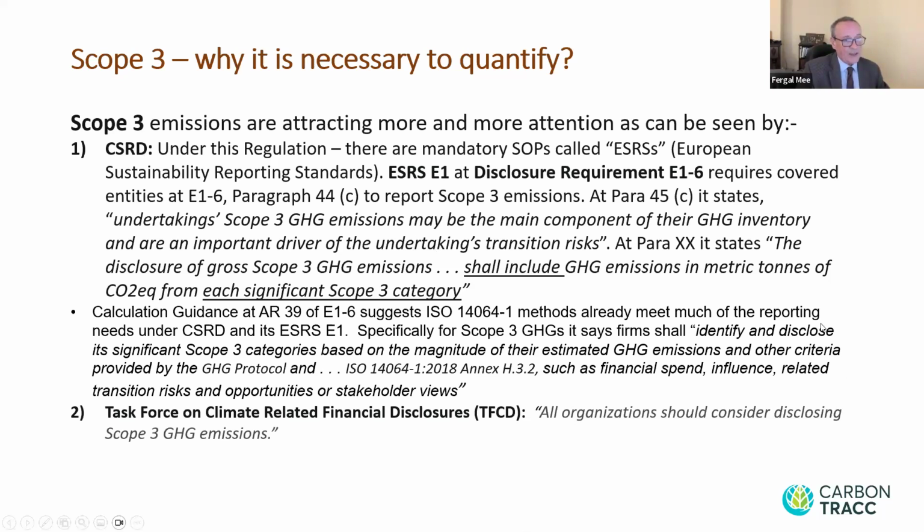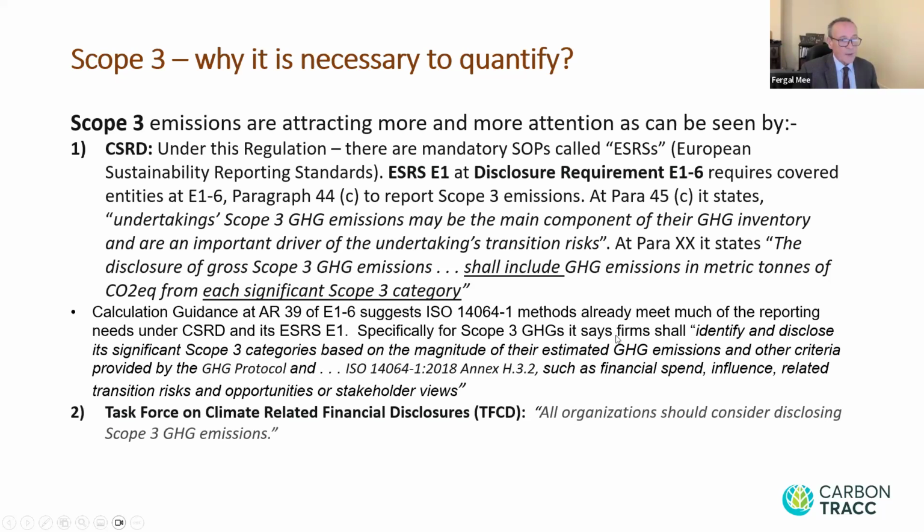And again, at paragraph XX, the CSRD states at ESRS 1 that disclosure of gross Scope 3 emissions shall include, which is interesting, metric tons of CO2 equivalent from each significant Scope 3 category. So they're telling us we have to identify which of our Scope 3 emissions are the significant ones. The calculation guidance suggests that ISO 14064 methods already meet much of the reporting needs under CSRD and its ESRS E1.